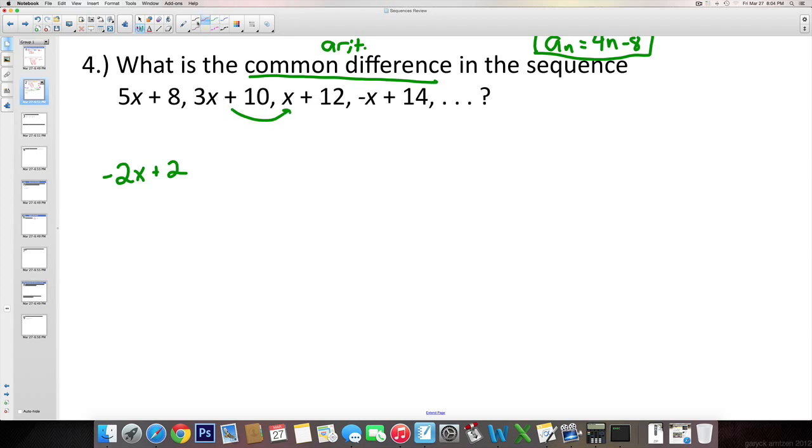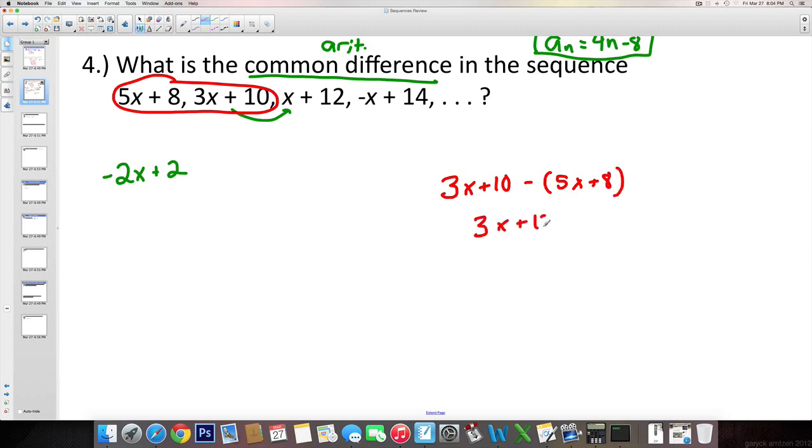But if you don't realize that just by looking at it, you can take one term, so 3x plus 10, and subtract the previous term before it. Just don't forget to distribute that negative sign. Okay, and when we do that, we get -2x plus 2. So same answer, just a different way to do it.